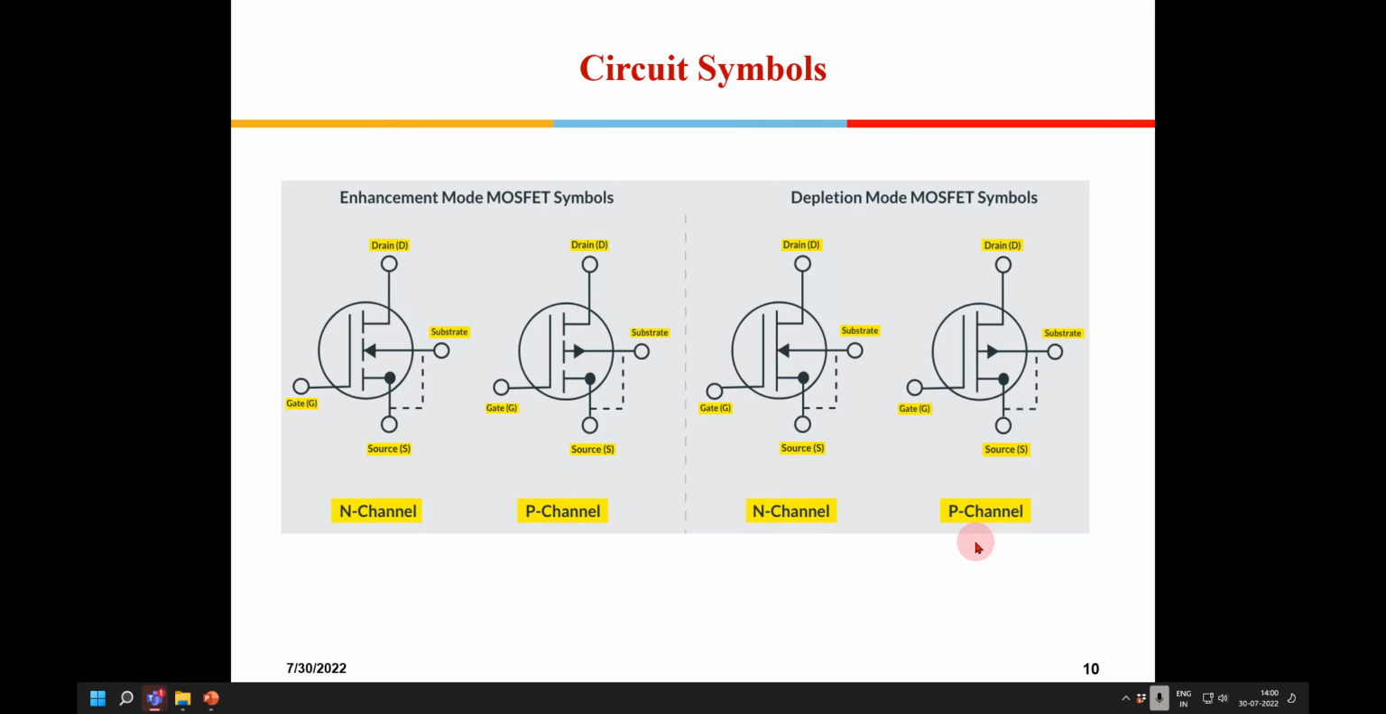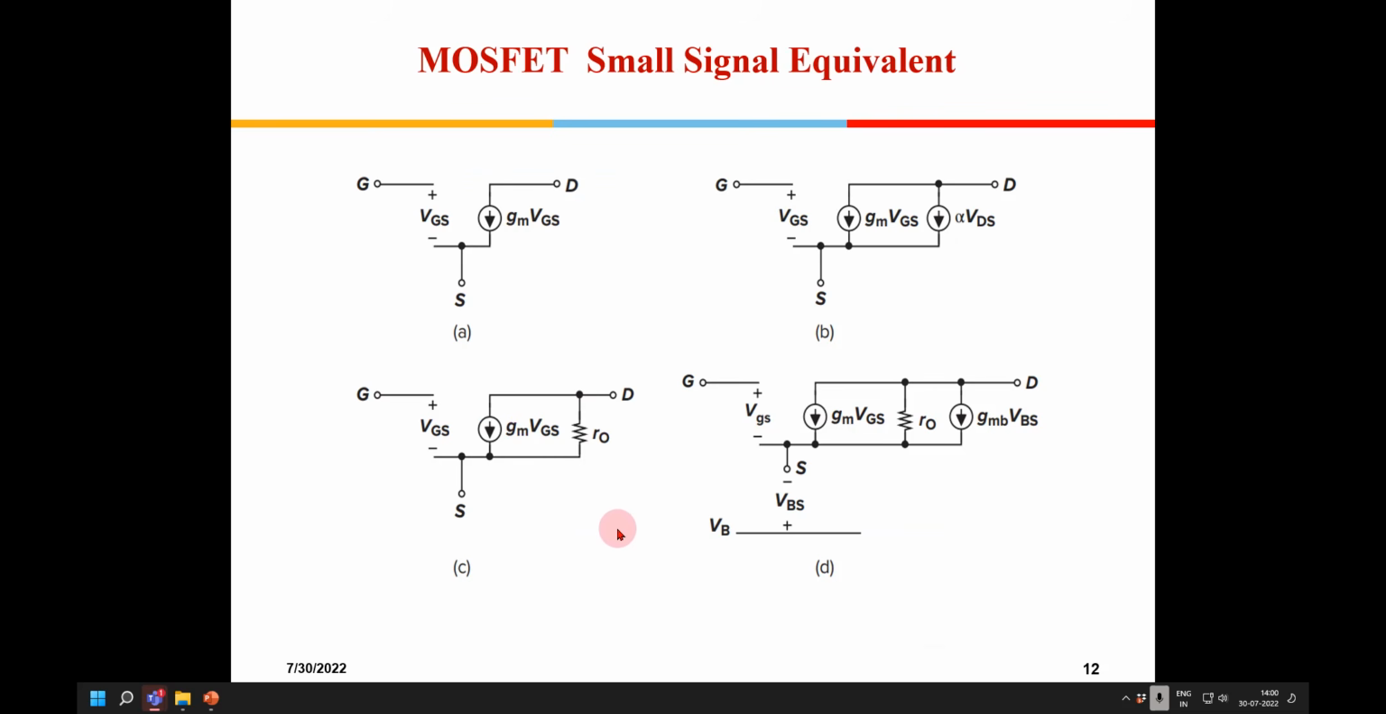Is it okay? I think we need to decrease the length in order to increase R0. No, we have to increase the length, because in long channel devices you have a negligible effect of VDS on the currents, right?